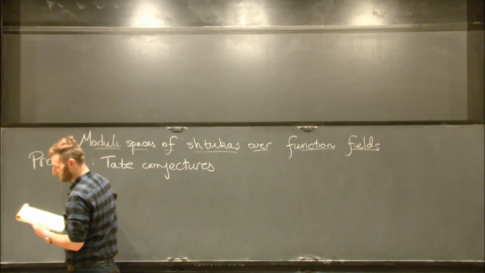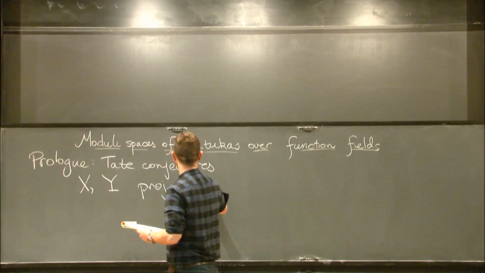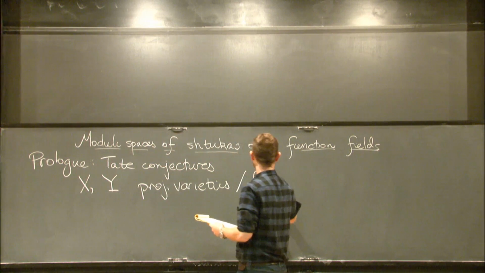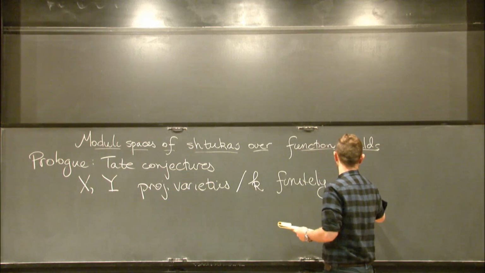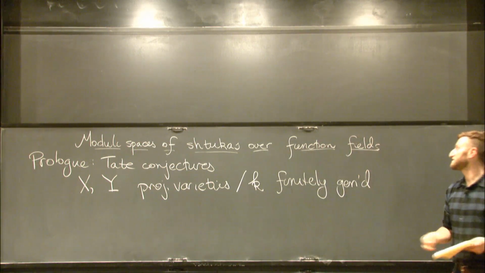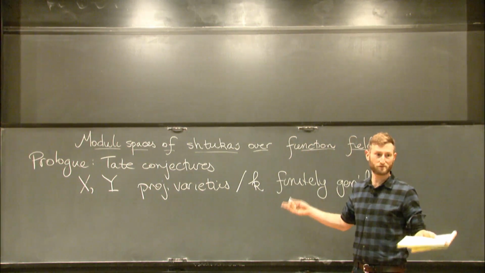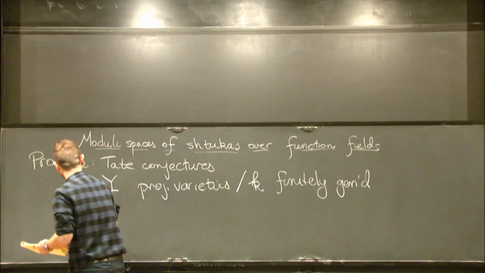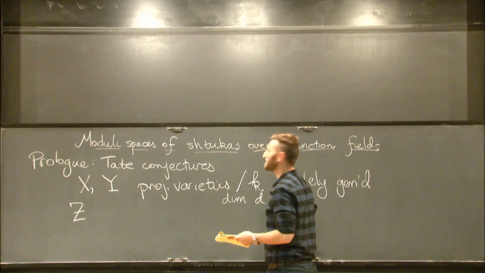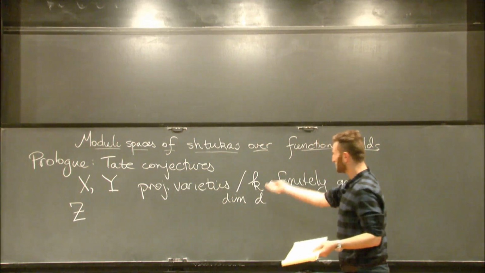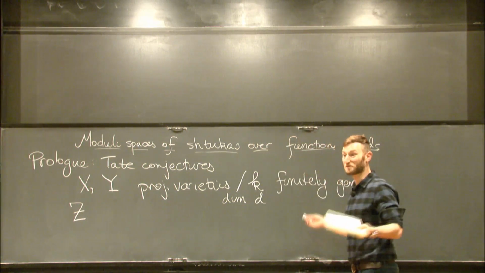So let's suppose I've got two algebraic varieties, projective varieties, over a field K, which is presumed to be finitely generated. Then I define a space of cycles relating X to Y. I'm not going to tell you about the most general form of Tate's conjecture, just a form that I'm going to need. So here we go. Let's say this is a very special case. Let's suppose both are dimension d. They have all of those nice adjectives: finite type, and smooth if you like.